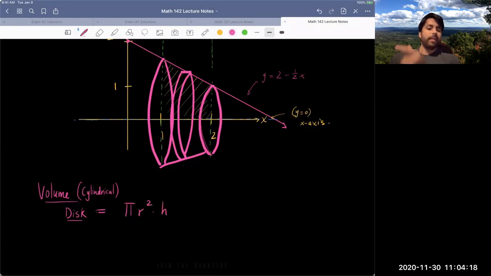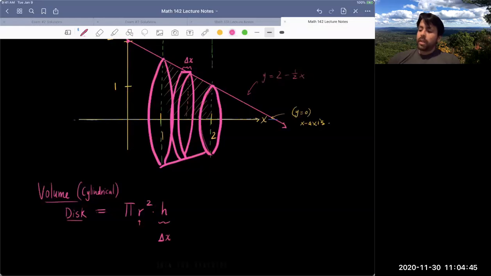Now, in the context of this scenario, if you look at it from the other perspective, the height we're going to consider as the change in x. This is going to be the change in x, some thickness, right? Do I know the thickness? Not exactly, but I know some difference between the x values. And now the crucial part here is the radius. What's going to be the radius?